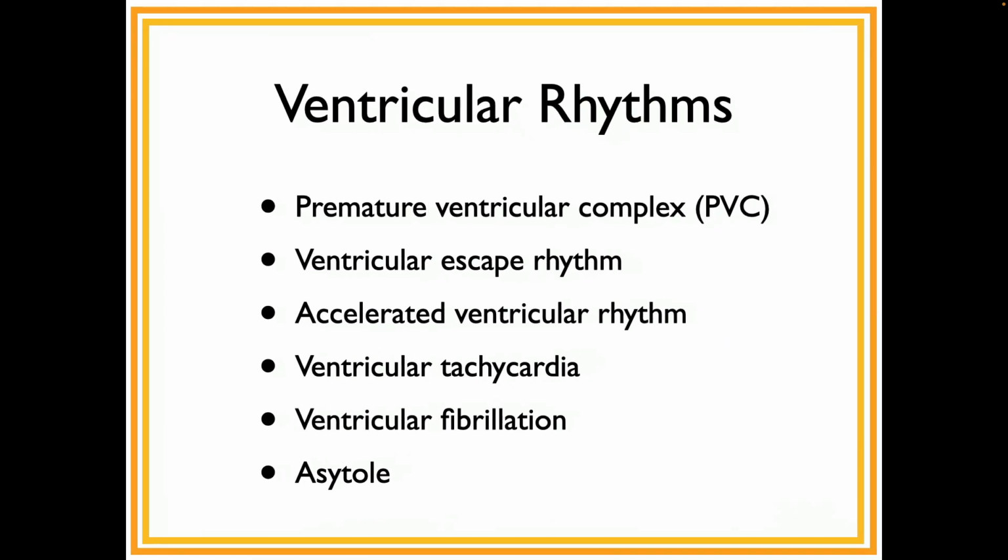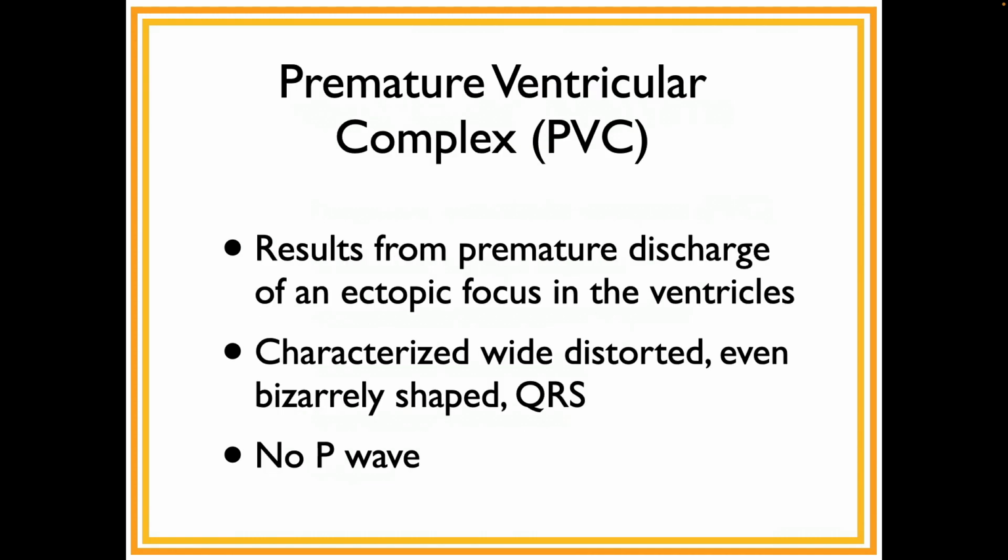Okay, so here are the ventricular rhythms we're going to go through. We're going to talk about PVCs, ventricular escape, accelerated ventricular, VTAC, VFib, and asystole. Okay, so a PVC is a premature beat in the same way that a PAC and a PJC is. The only difference is the ectopic focus is in the ventricles. For that reason, because it originates in the ventricles, it's got a wide QRS.